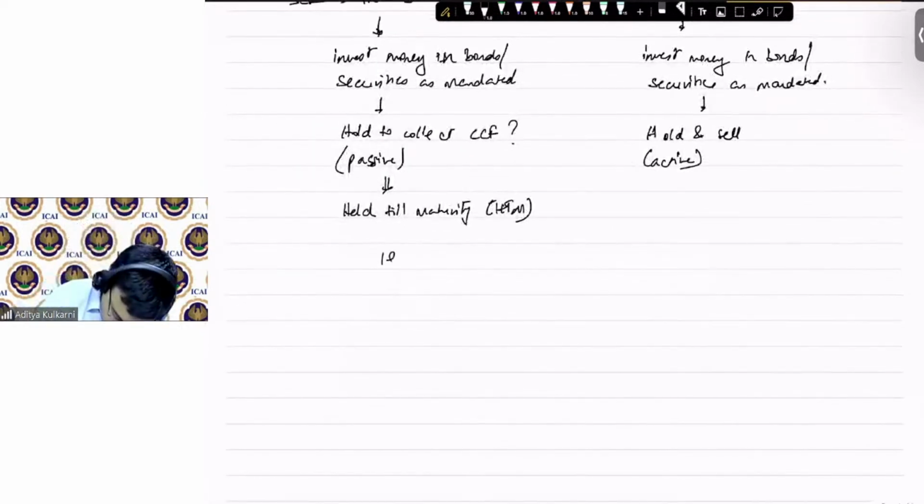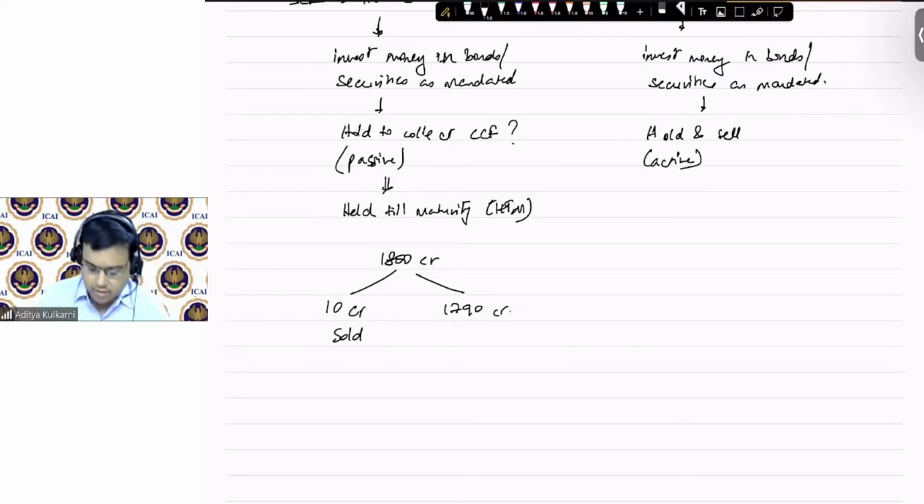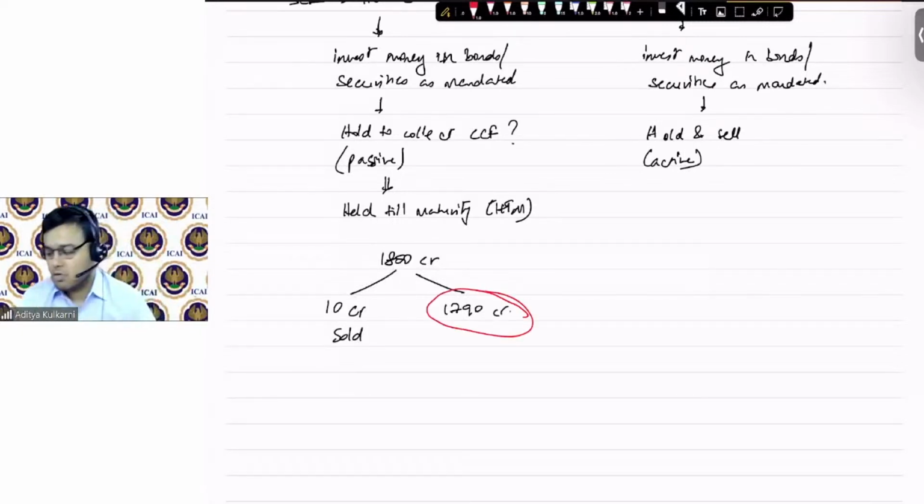देखो, 1800 crores, 10 crores sold. So I'm left with 1790 crores. My question is, the business model in respect of these 1790 crores, is it held to collect or is it still held to maturity? Is it held to collect and sell or HTM? It is obviously held to maturity.